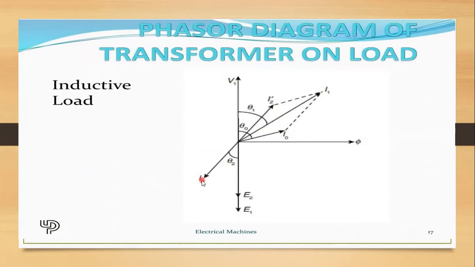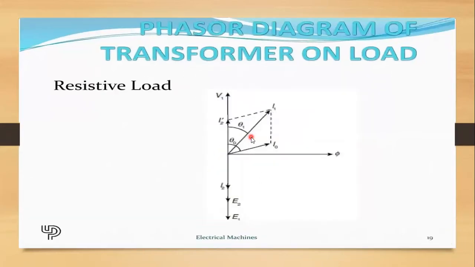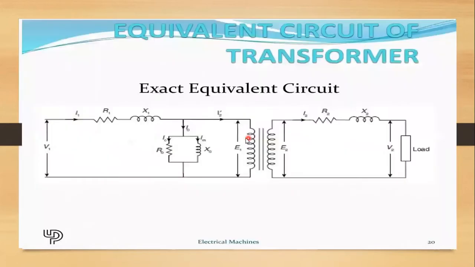Here I2 is the current flowing to the secondary winding of the transformer, that is, the current flowing to the load, for example an inductive load. It is exactly opposite to the primary current. So I2 dash is in this direction, but I2 is in the opposite direction. I2 and I2 dash are equal in magnitude but opposite in direction.